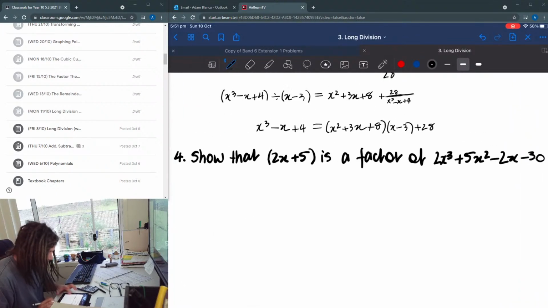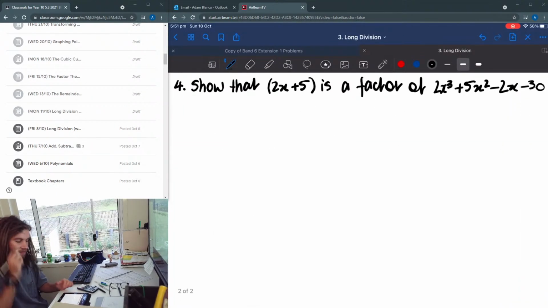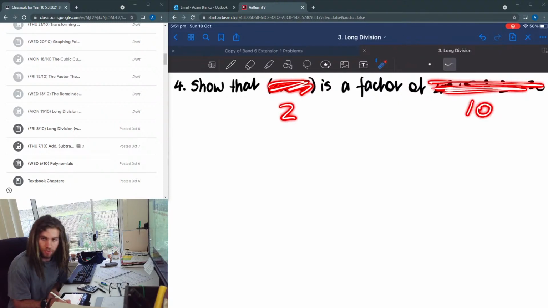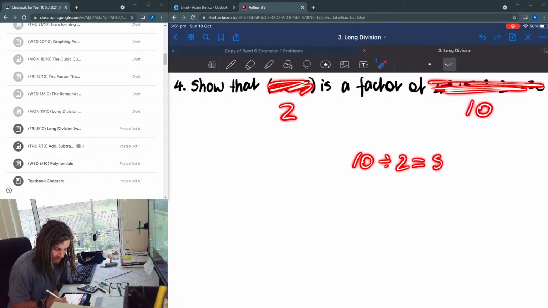Okay, so this one says show that that is a factor of that. Now, I guess what you've got to think about is what makes something a factor of something. Well, if this question was show that 2 is a factor of 10, what would you do? You'd go, all right, 10 divided by 2 is equal to 5, and that's a whole number, so therefore this is a factor of this.